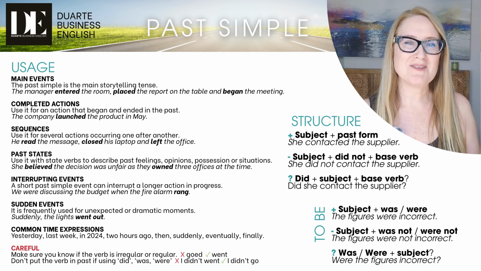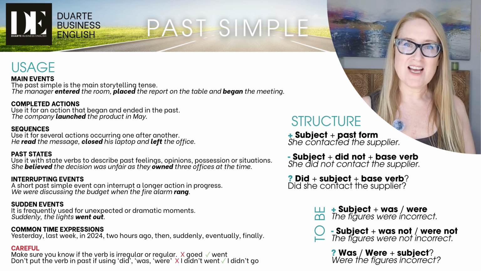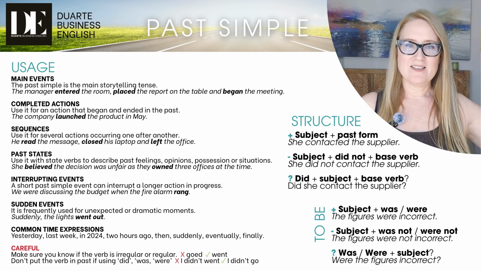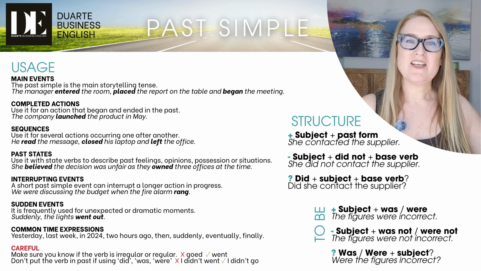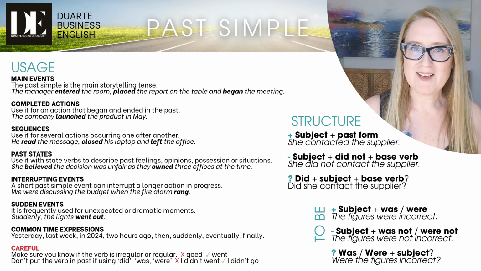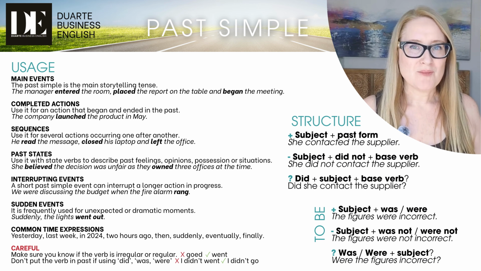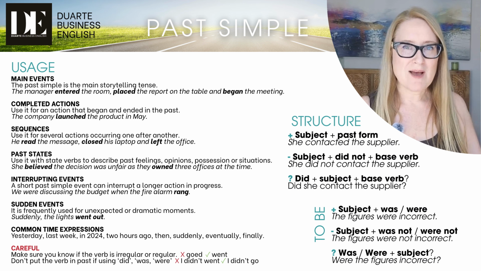You can't use continuous. Next one, we use it for interrupting events or interrupting actions. This is when you put past simple together with the past continuous. So you have the past continuous as an event or an action in progress, and then it's the past simple that interrupts it. So we were discussing the budget when the fire alarm rang. We were discussing the budget, that's your past continuous, when the fire alarm rang. So the fire alarm ringing, that was an interruption of what was happening in the past.